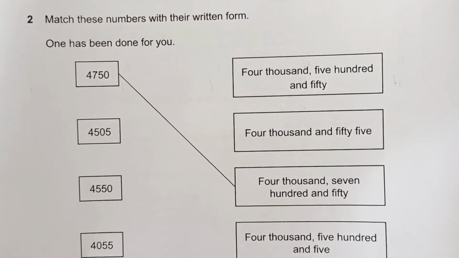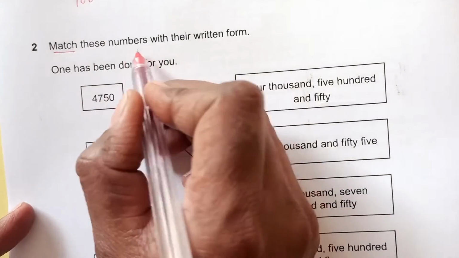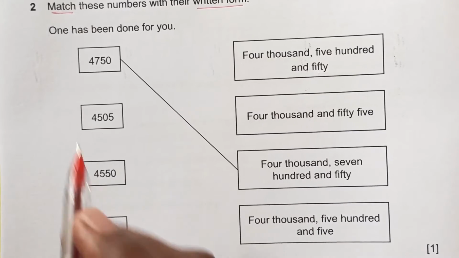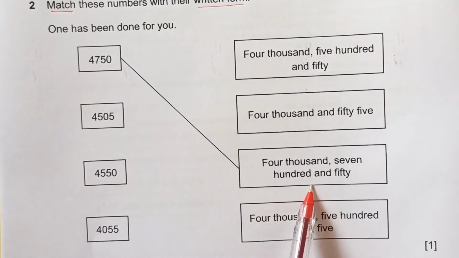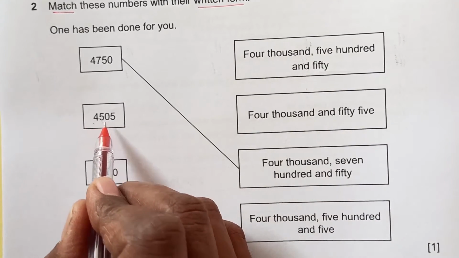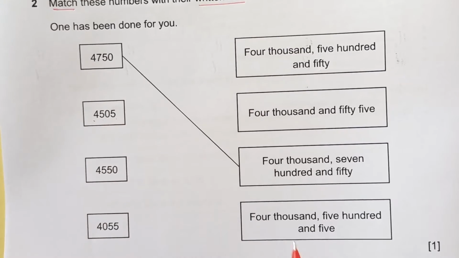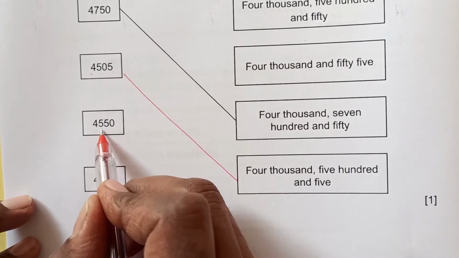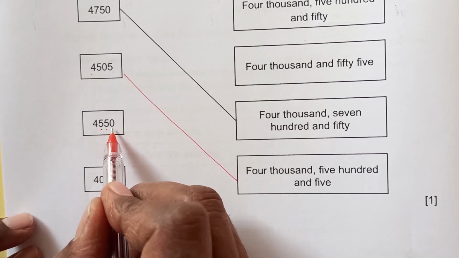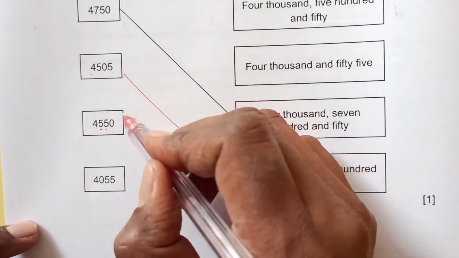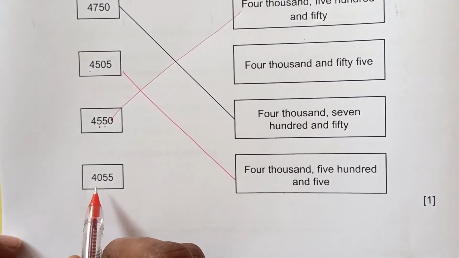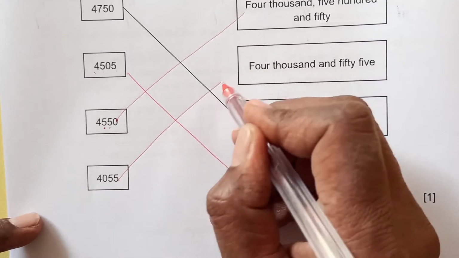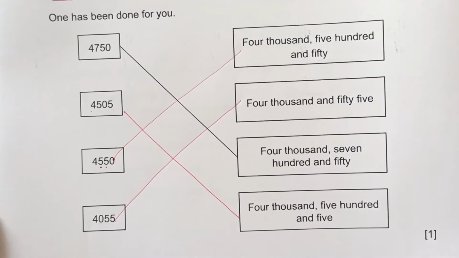Now number 2, match these numbers with their written form. Okay, so this is 4,750, this is 4,505. 4,505 is here, 4,550 is this one, and 4,055 is this one.